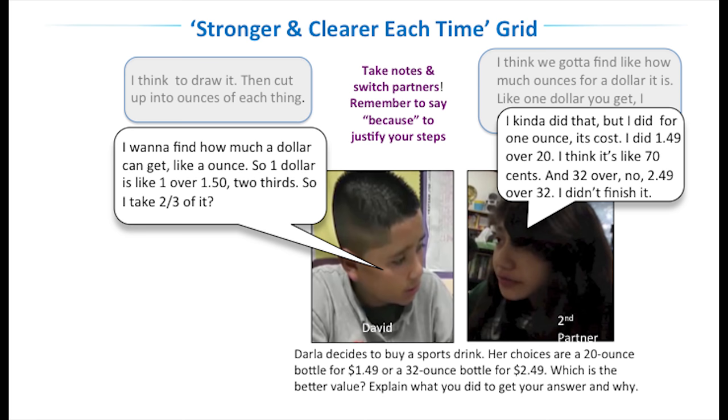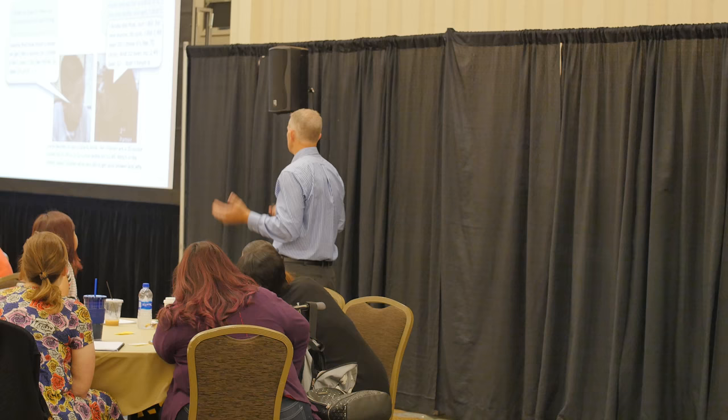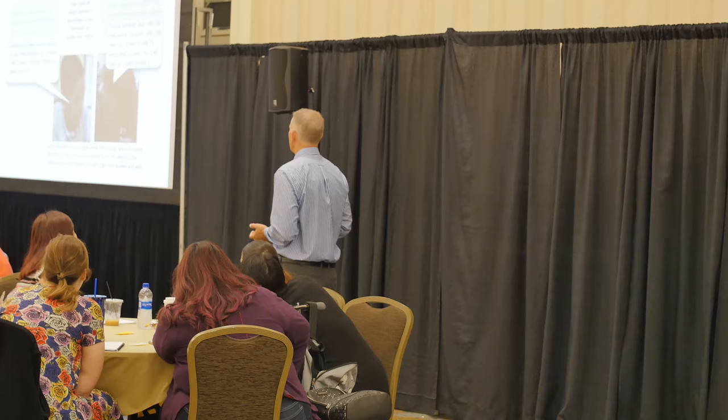Partially due to this, like for $1, right? And then the second partner says, I kind of did that, but I did it for 1 ounce. Its cost. I did 149 over 20, I think it's like 70 cents, and 249 over 32, I didn't finish it. Which also happens, right? Take notes, remember to say because to justify your steps.